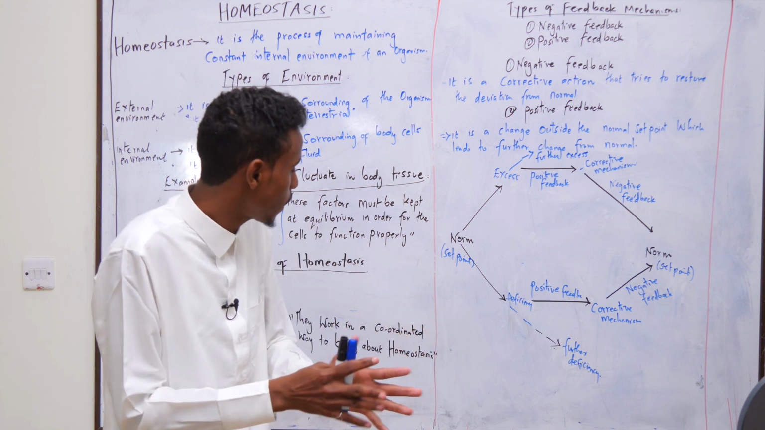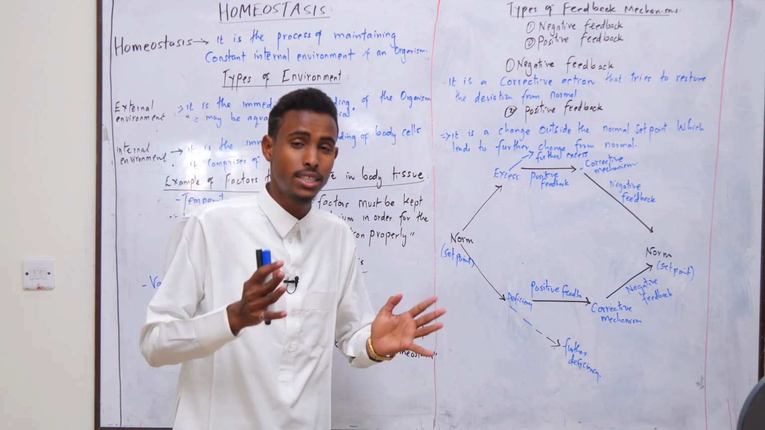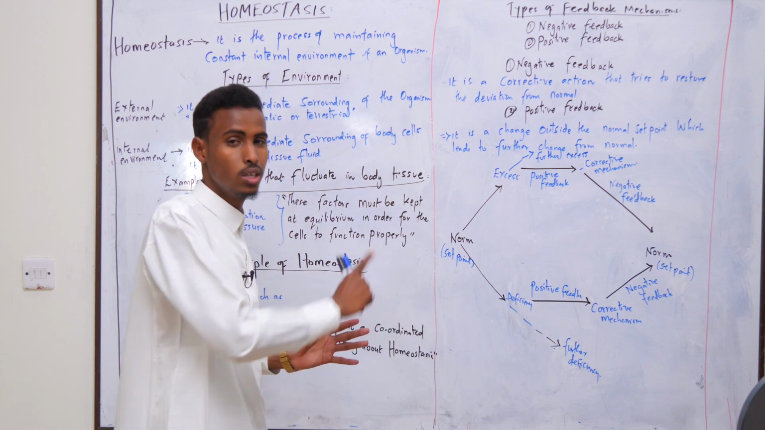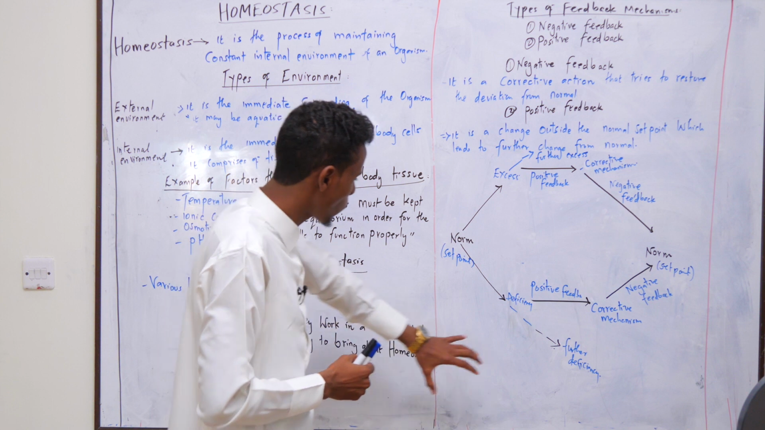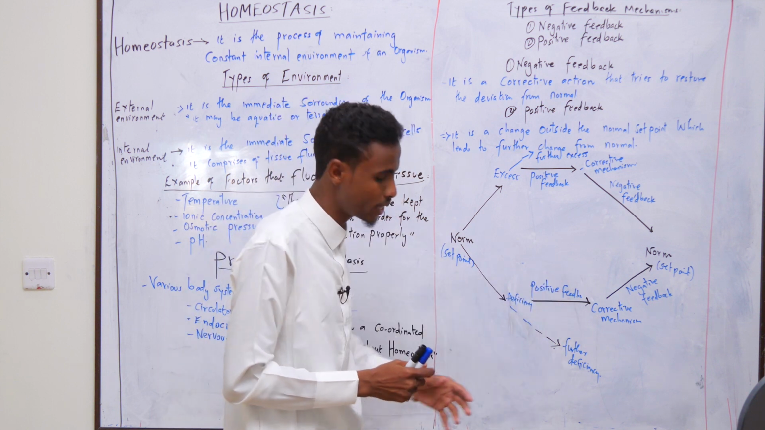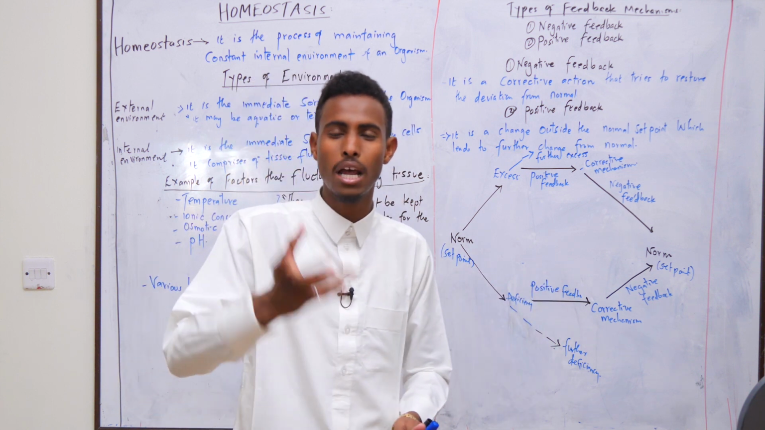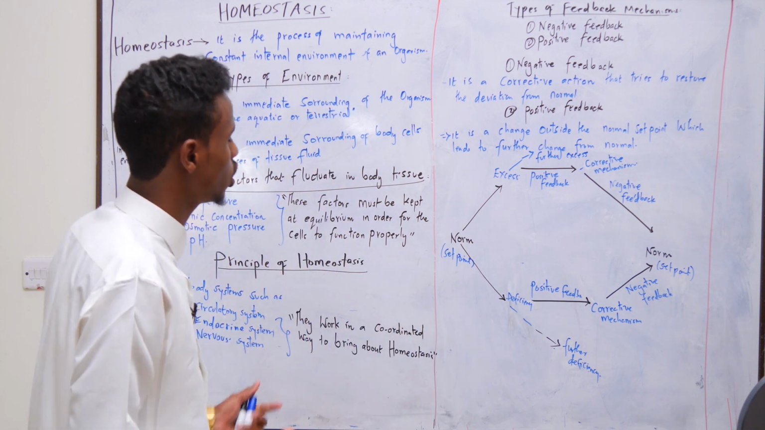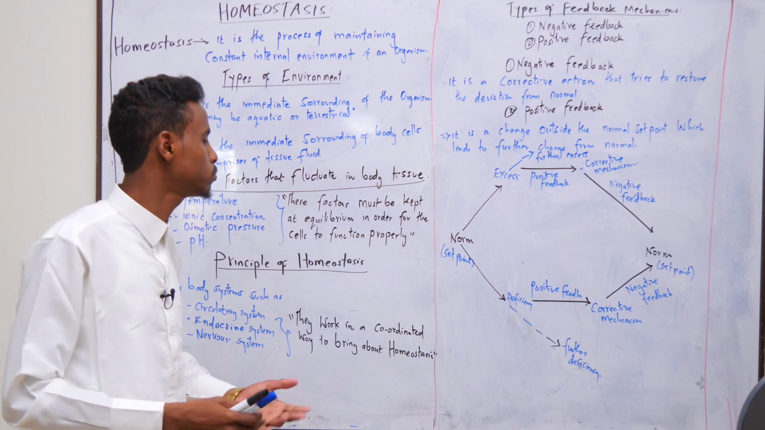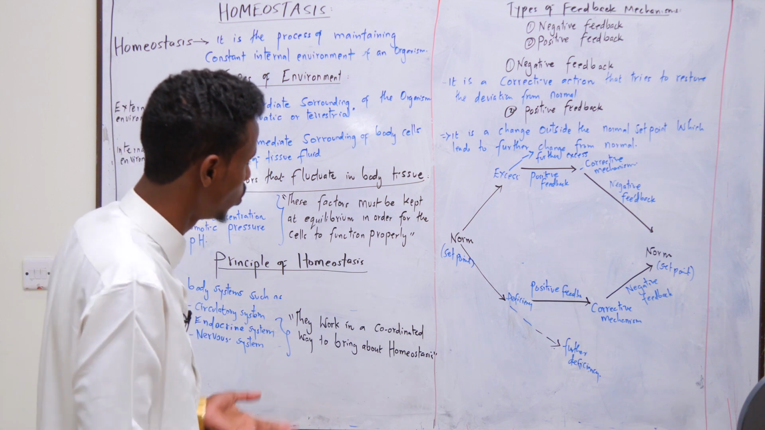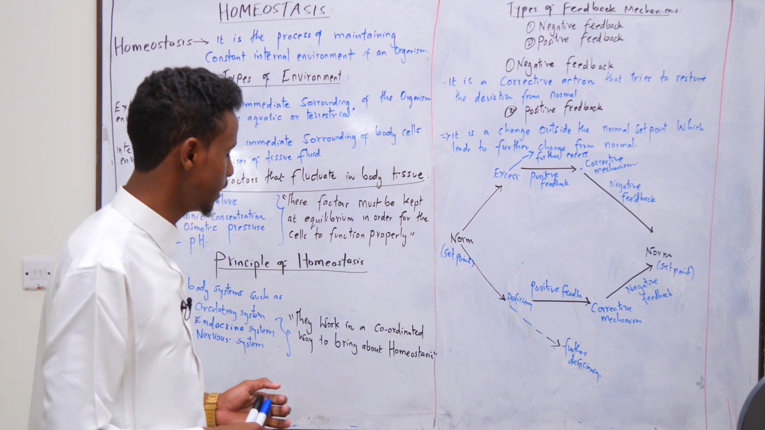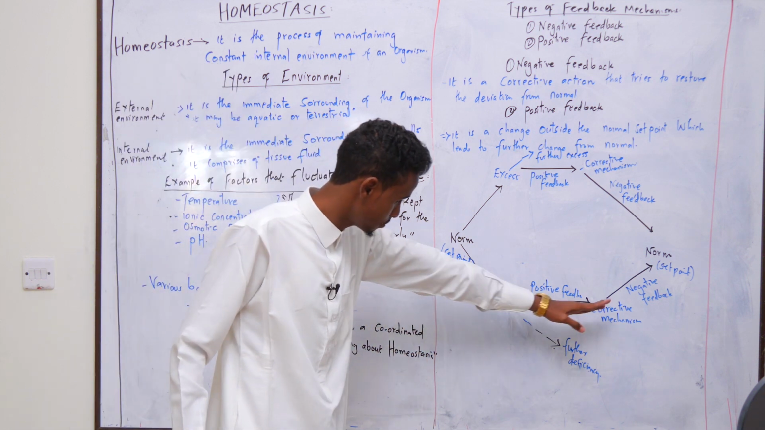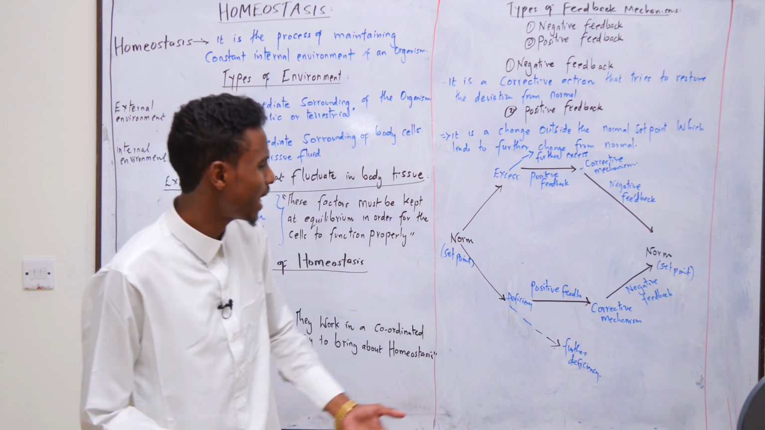And once the erector pili muscles contract, it makes the angle of the hair follicle stand erect. And once the hair follicle stands erect, it traps a layer of air. And that layer of air acts as an insulation, meaning that the body will not be losing heat. And if at all it has to lose, it will lose minimal heat. And therefore, that is another corrective mechanism. Now, that scenario is called a negative feedback.